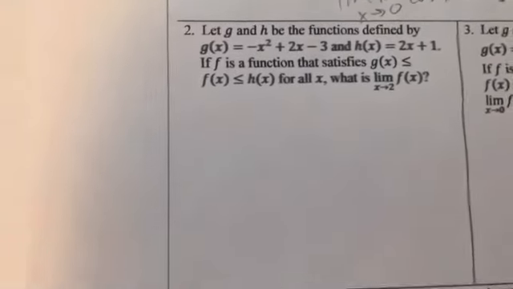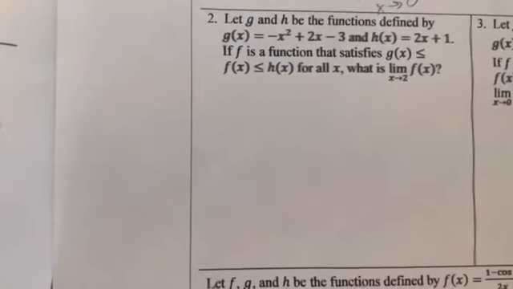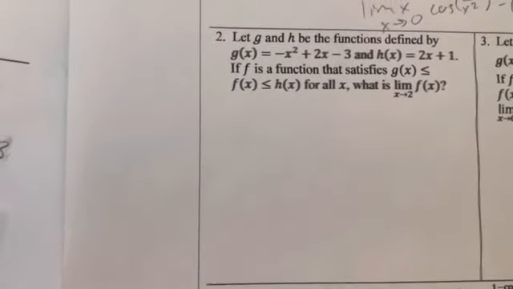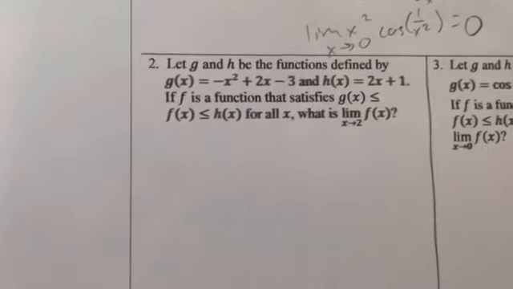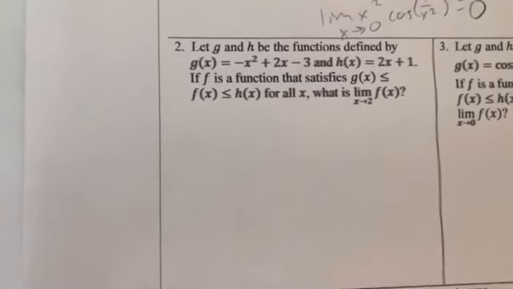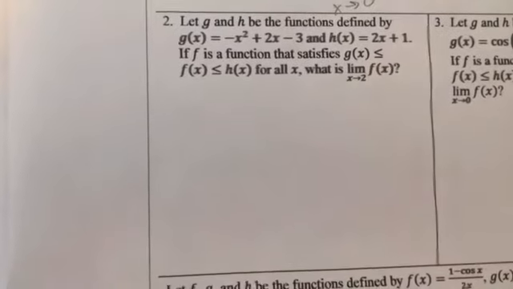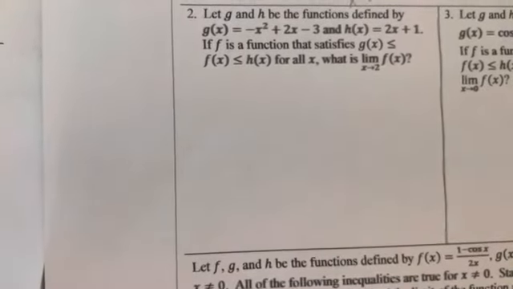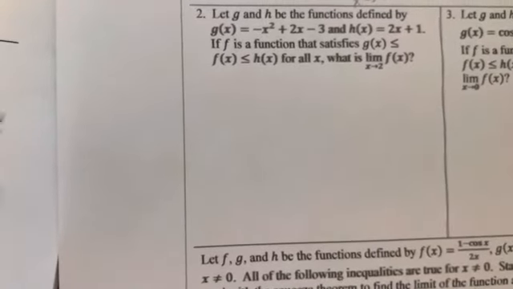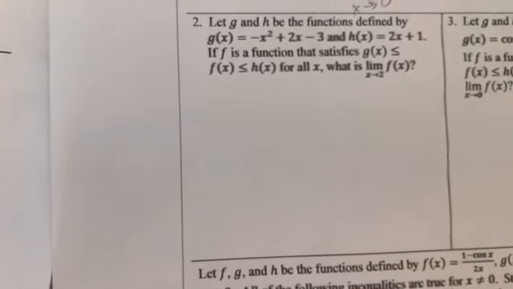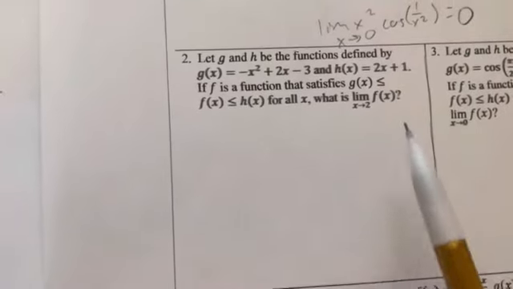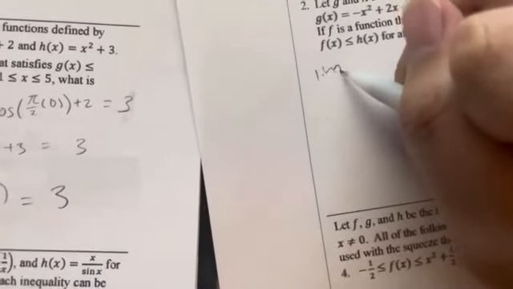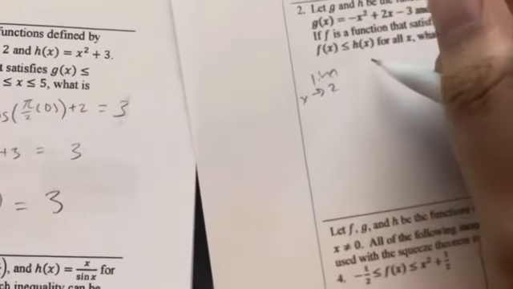Number 2. Let g and h be the functions defined by g of x equals negative x squared plus 2x minus 3 and h of x equals 2x plus 1. If f is a function that satisfies g of x is less than or equal to f of x is less than or equal to h of x for all x, what is the limit as x approaches 2 of f of x? So we'll take the limit of g of x as x approaches 2.